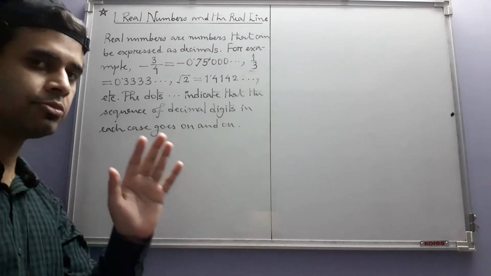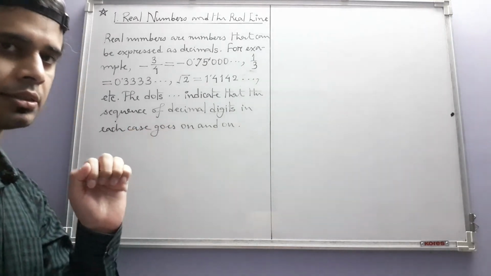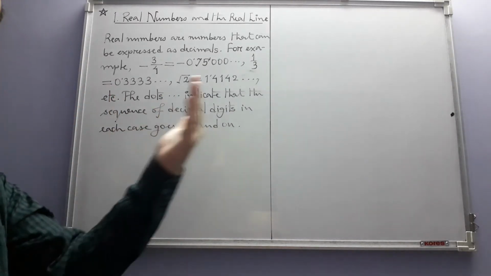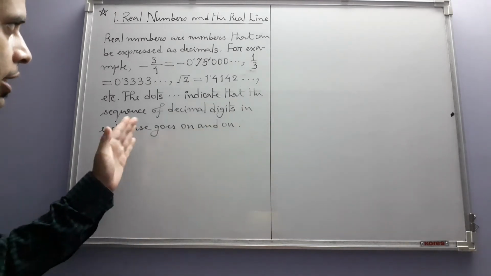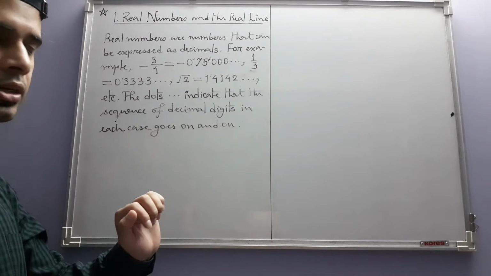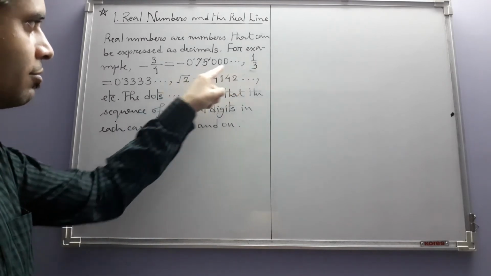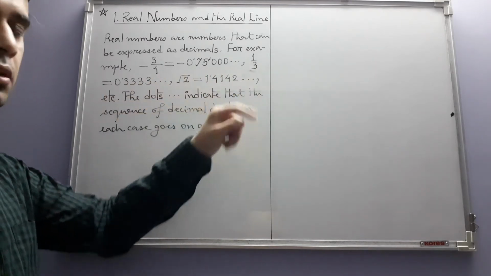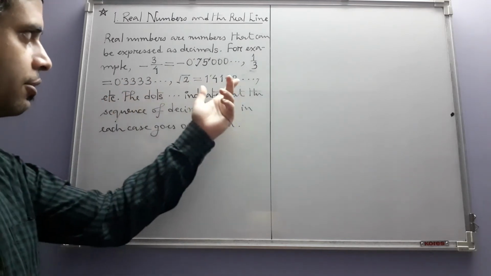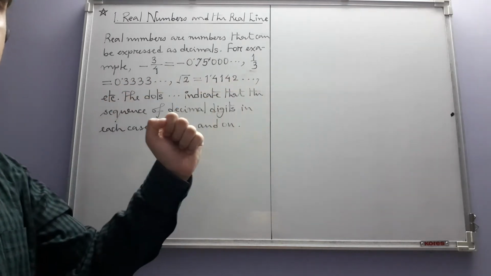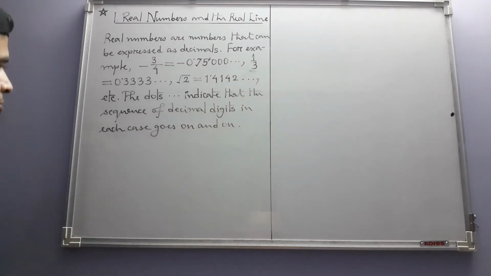In the decimal system we have 10 symbols, right? Starting from 0 through 9: 0, 1, 2, 3, 4, 5, 6, 7, 8, 9. So they are known as the decimal digits. So the sequence of decimal digits in each case does not end. It goes on and on. That is indicated by these three dots.